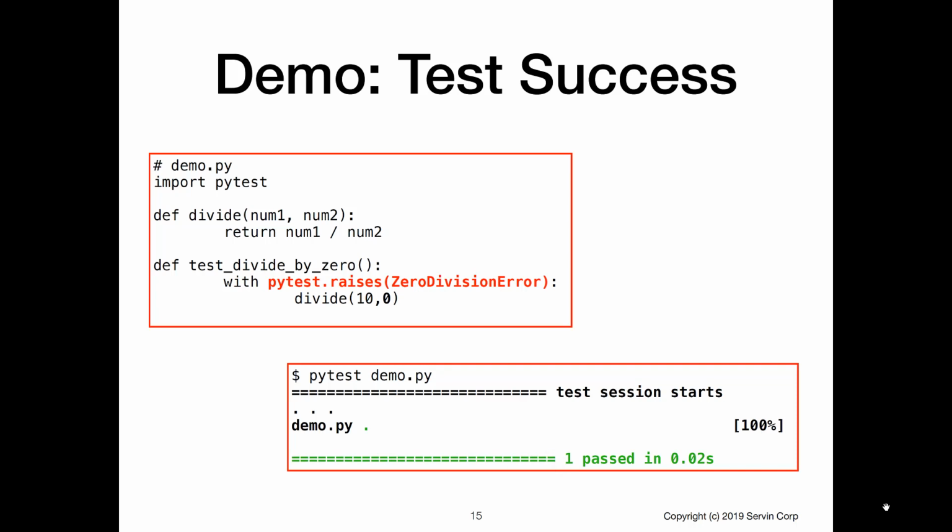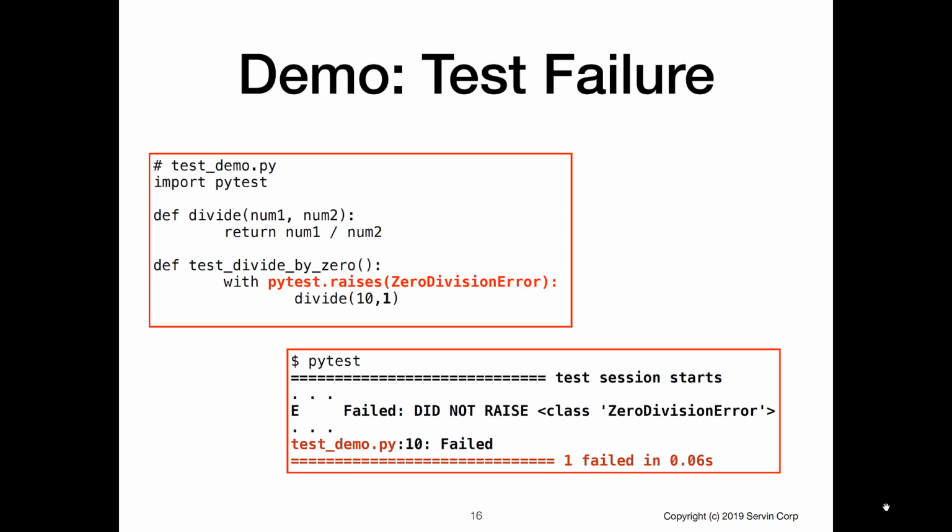On the other hand, here I have a test failure because I'm saying pytest.raises zero division error, so I'm expecting to get a zero division error. But in this case, when I do my divide 10, 1, I do not get the division error, and so my test fails. Notice it tells me very clearly it did not raise this zero division error.